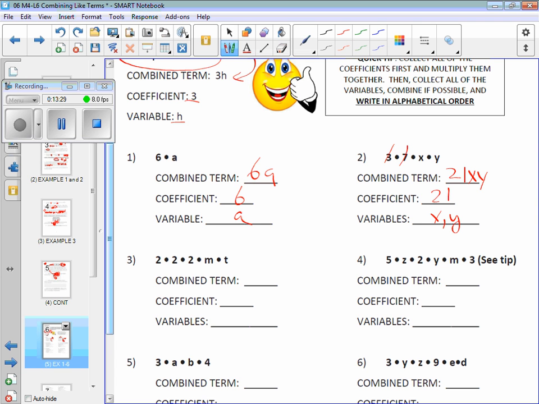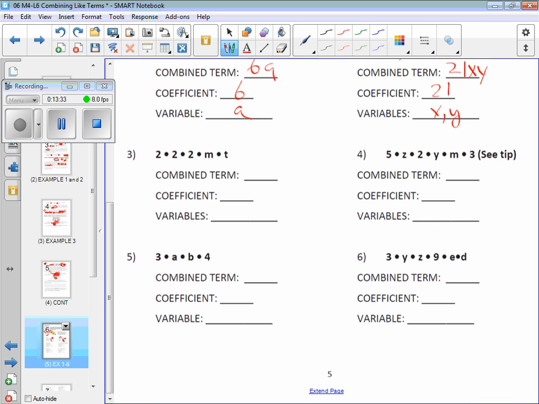What about 2 times 2 times 2 times m times t? Combined term. Franco. 8mt. Sounds good. Getting more and more advanced. 5 times z times 2 times y times m times 3. Okay.